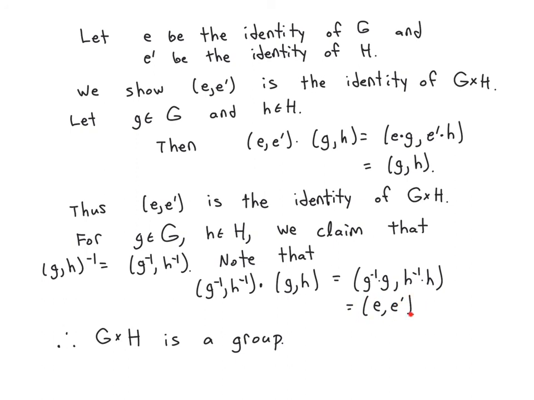We just showed that this ordered pair is the identity in the direct product, which means this satisfies the axiom of being the inverse for the ordered pair (g, h). Since (g, h) was an arbitrary ordered pair of the Cartesian product, we've now shown every element in the Cartesian product has an inverse. So this is in fact a group.